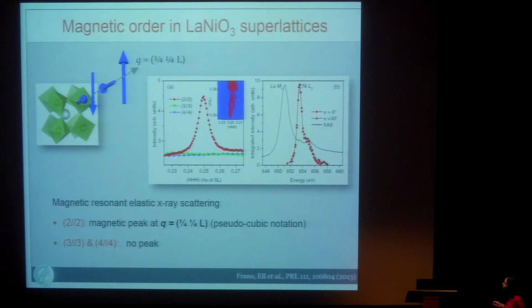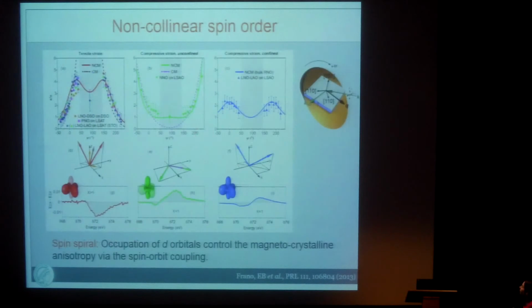The peak is measured on resonance and as a function of thickness. Red is a sample with 2 unit cells of lanthanum nickelate, blue is 4 unit cells, and you clearly see that we only find a magnetic peak for 2 unit cells. This is clearly resonating at the nickel L edge, showing that it is on nickel. Then we looked at the scattered intensity, the sigma and pi ratio, when turning the sample around this quarter vector.